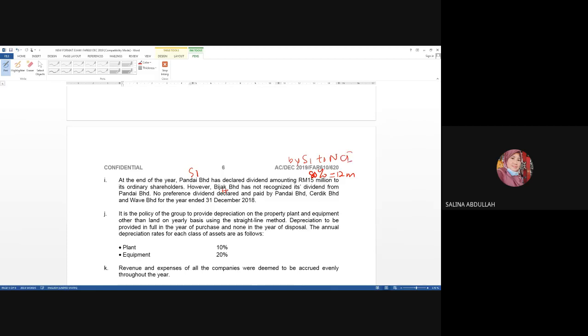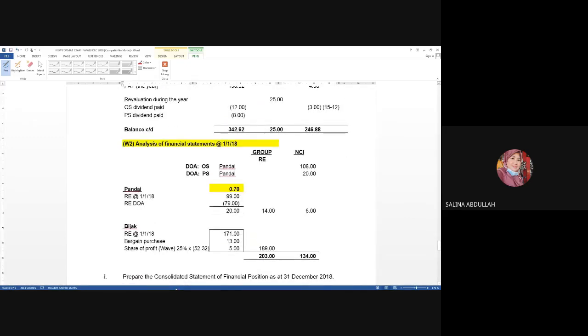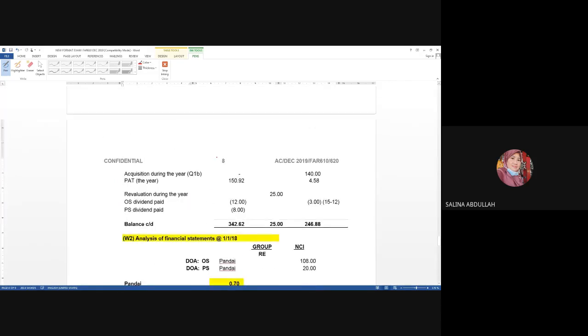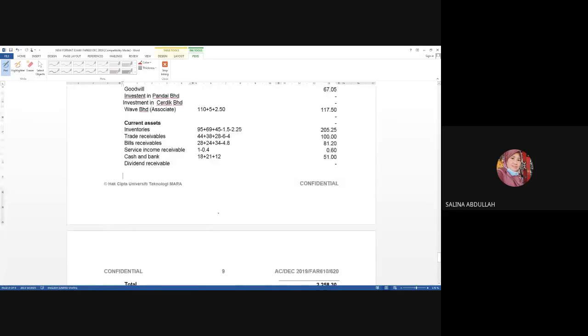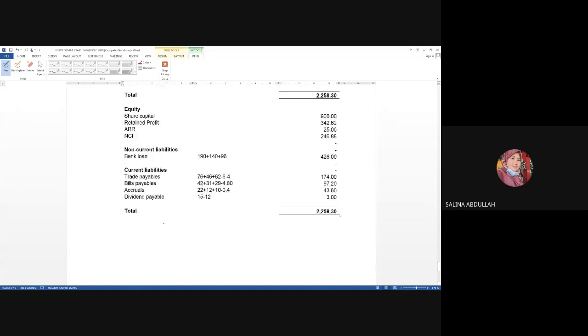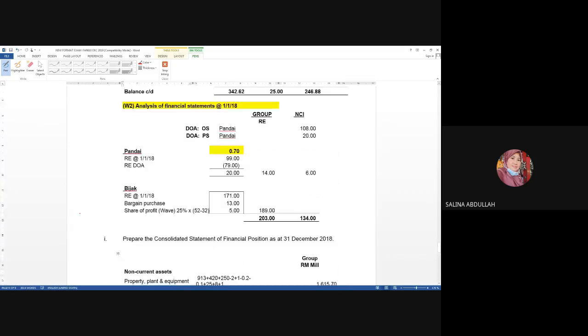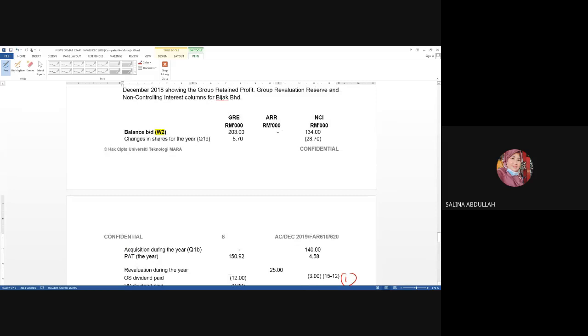So you can see here in this answer, this is 3 million, 15 minus 12, in consolidated SOCE as well as in consolidated SOFP. You will show this dividend here as current liability. So there are two places for you to show the answer: consolidated SOCE here and consolidated SOFP under current liability. This will be under the NCI column.